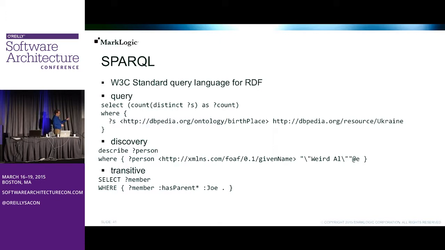Now, I want to call your attention to the star after has parent. So if I did this query without the star, then what I'd be saying is, I want you to select the people in my database, the resources, whose parent is Joe. So in other words, I'm asking, who are Joe's children? By putting the star there, I'm saying, and who has a parent who has a parent who is Joe? Who has a parent who has a parent who is Joe? And so on. So here I'm asking for the descendants of Joe.